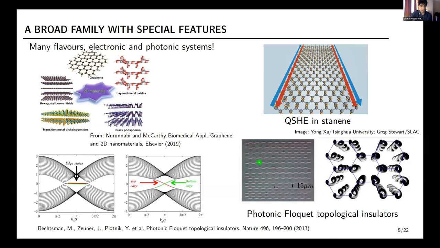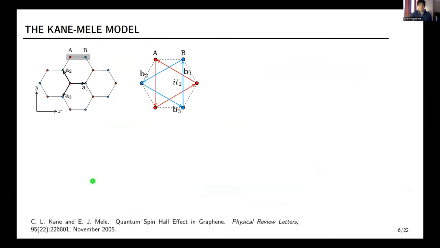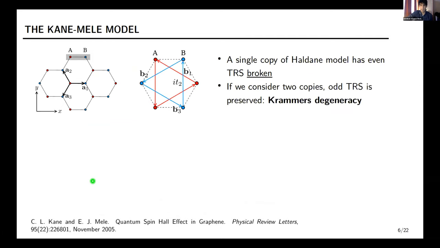And this also has analogs in photonic lattices, where you can mimic completely all the topological behavior in these honeycomb materials. I strongly recommend you to visit this Rechtsman paper about using not only condensed matter setups, but also these Floquet systems. So today we are going to use the well-known Kane-Mele model. I will describe in a few words what this is. We will use the Kane-Mele model in the flavor of two copies of the Haldane model.